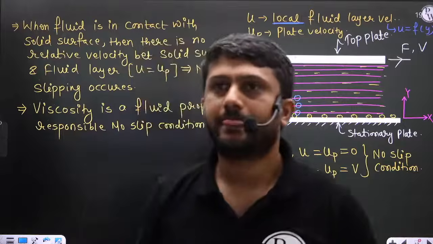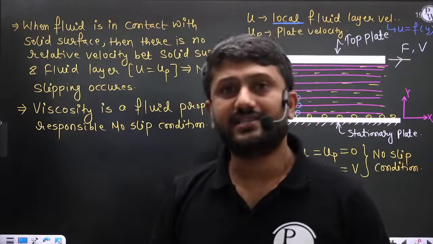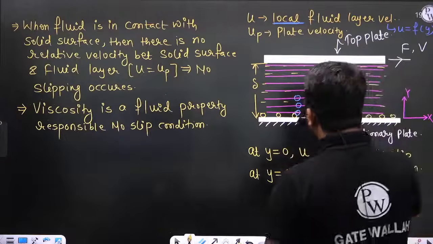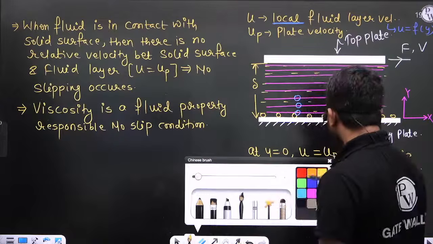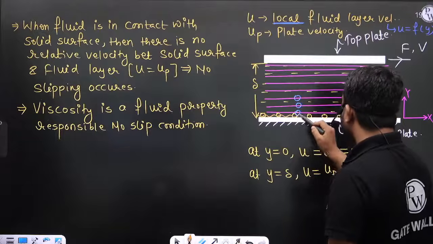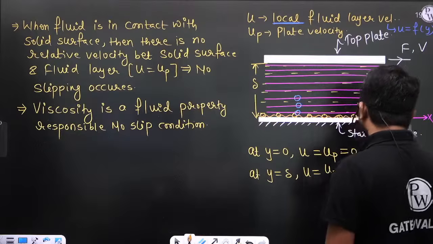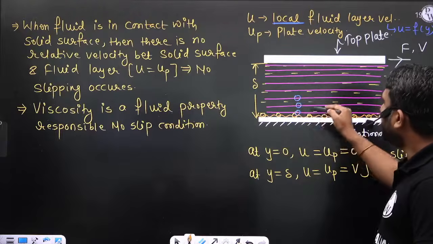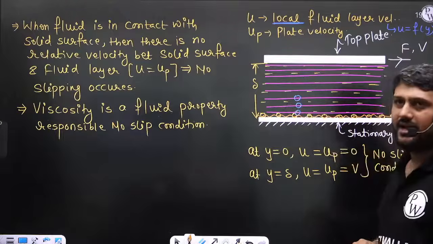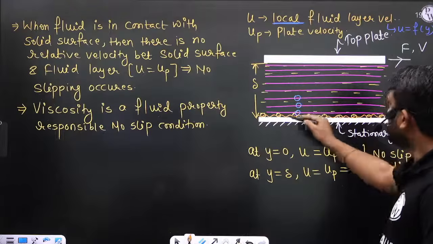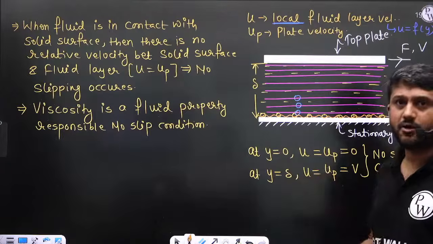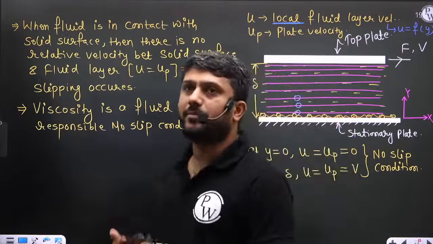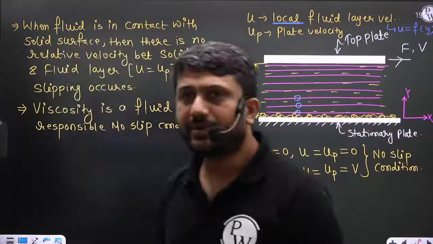Very good, right? Viscosity is nothing but the resistance to flow. So if I am talking about the layer which is present at y is equal to 0, why does this layer have the same velocity as the plate? Because of the viscosity, obviously. Getting my point? So viscosity is a fluid property which is responsible for the no slip condition.